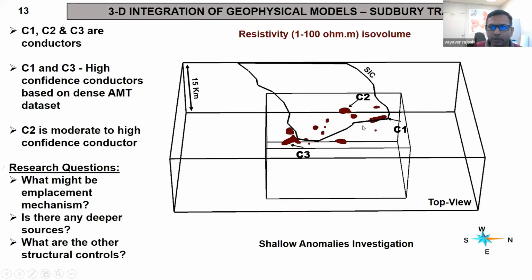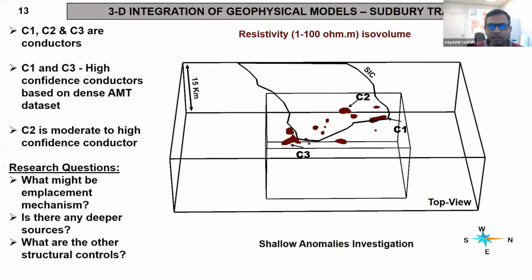So we took isosurfaces from that AMT model. Basically we used the 1 to 100 ohm-meter iso-volume. These are the C1, C2, and C3 conductors we identified from that AMT model.